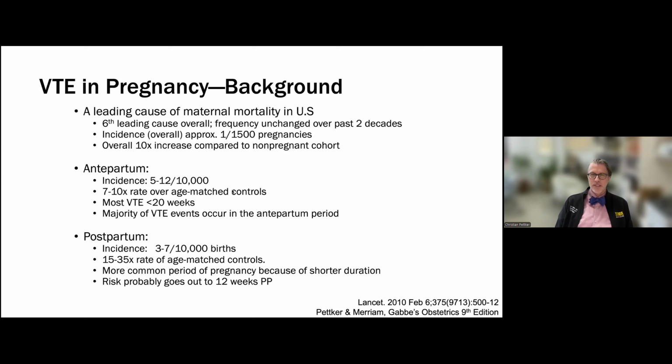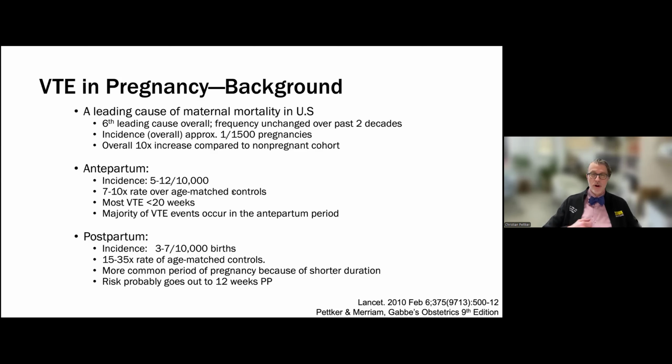The general frequency of venous thromboembolism has not changed in the past 2 decades. So, despite our efforts, especially over the last decade, we've not really reduced it as a cause of death and the frequency of the cause of death. But it used to be a lot more of a leading cause. It used to be the third leading cause of death overall, and now it's the sixth leading cause. And that's because there are other problems that have become higher ranking in terms of causes, particularly substance abuse and mental health disorders.